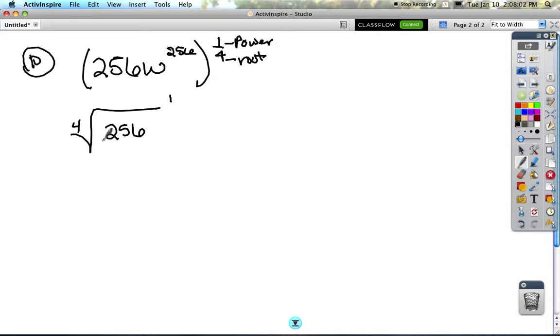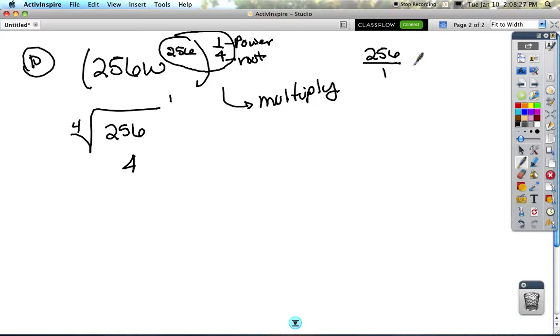So what do you think multiplies by itself 4 times to get 256? 64? No. 4. Now, when you raise a power to a power, what do you do? Multiply. You better make a note. So 256 over 1 times 1/4. I'm going to cross reduce.